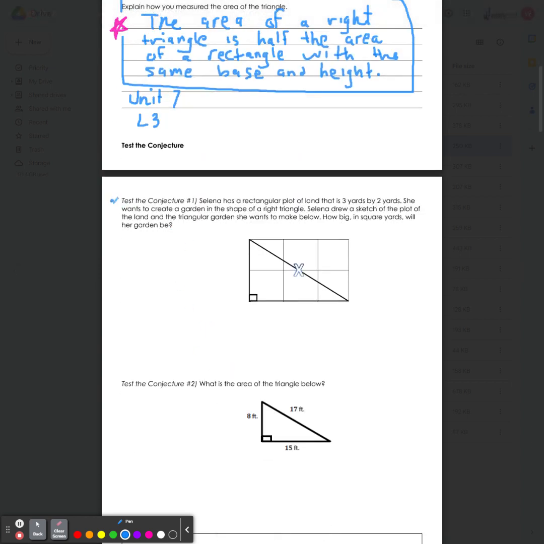Great. Let's now test this conjecture and see how we can apply it. So in your notebook, you're either going to choose to put tested conjecture number 1 or tested conjecture number 2. So when I check your notebook, please make sure that you are writing TC1 so I know it's tested conjecture number 1 or TC2 for tested conjecture number 2.